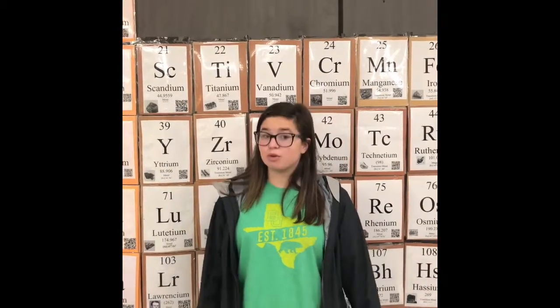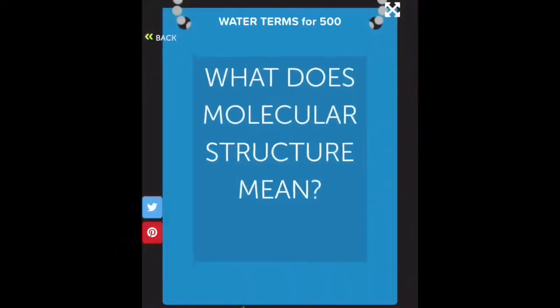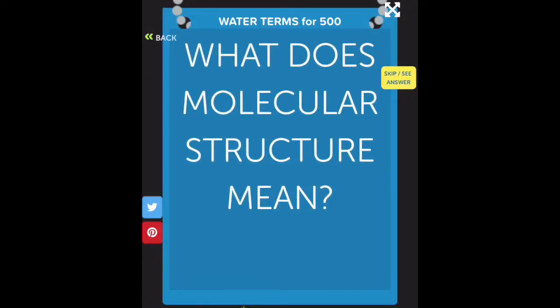We're now going to play Speed Jeopardy! The rules are each contestant will have a few seconds to write their answer down and then present it to the audience. Water terms 500. What is molecular structure? Molecular structure is the positioning of chemical bonds between atoms in a molecule. Correct!